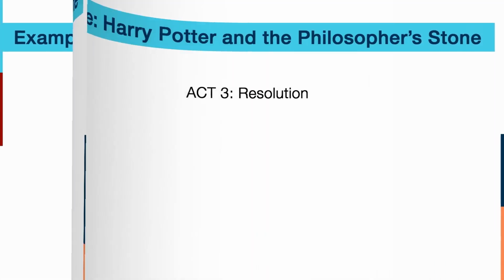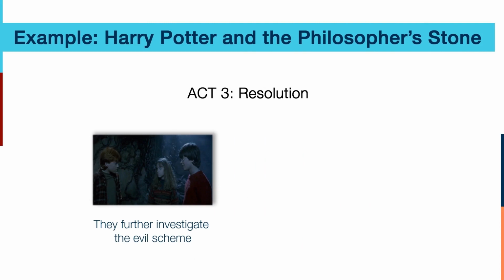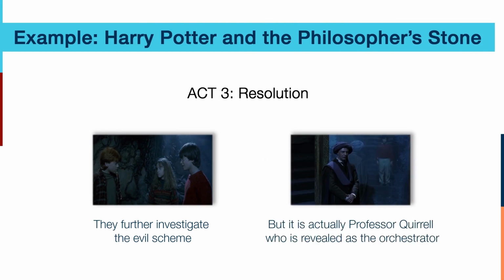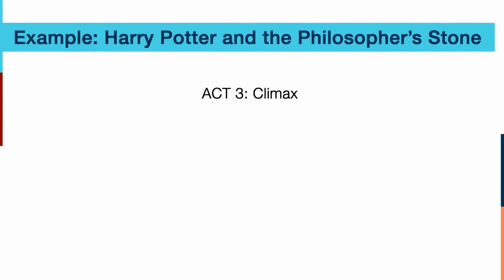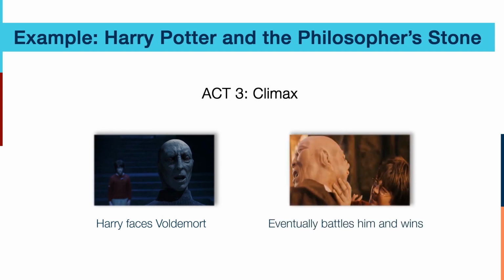Now, in Act 3, resolution, Harry, with the help of his friends, investigates the evil design. It is actually Professor Quirrell who has orchestrated the evil scheme. And in the climax, I'm sure you must have read. In case you haven't, you must read this fantastic book. Harry faces Voldemort, who was using Quirrell's face, and finally wins. So this way, even a modern story, the first story in the 7-book series of Harry Potter, which is known as Harry Potter and the Philosopher's Stone, we have broken this story into 3 parts.